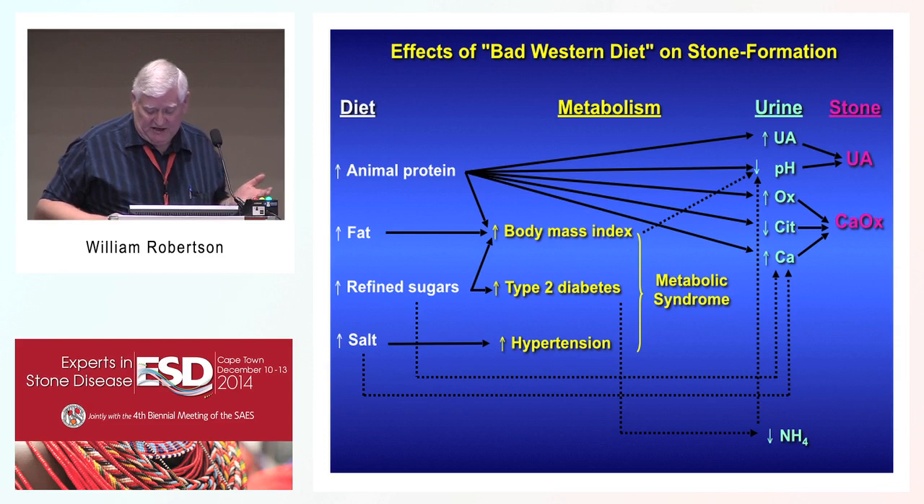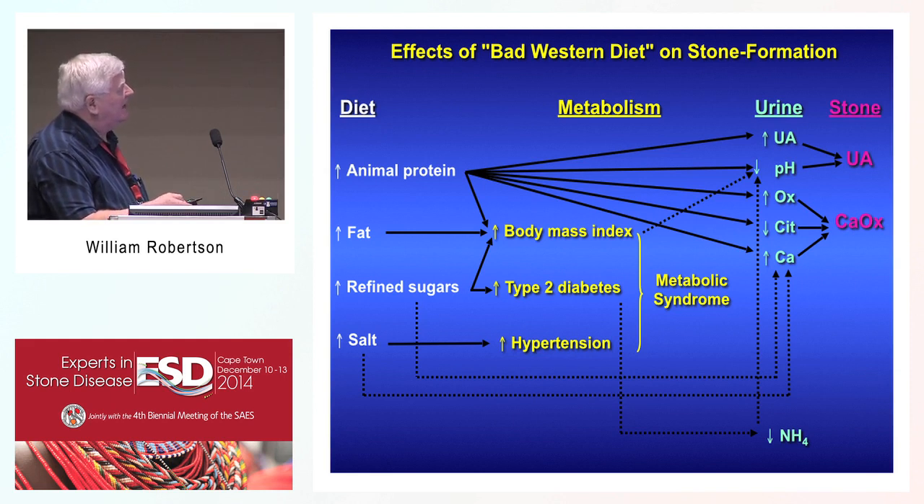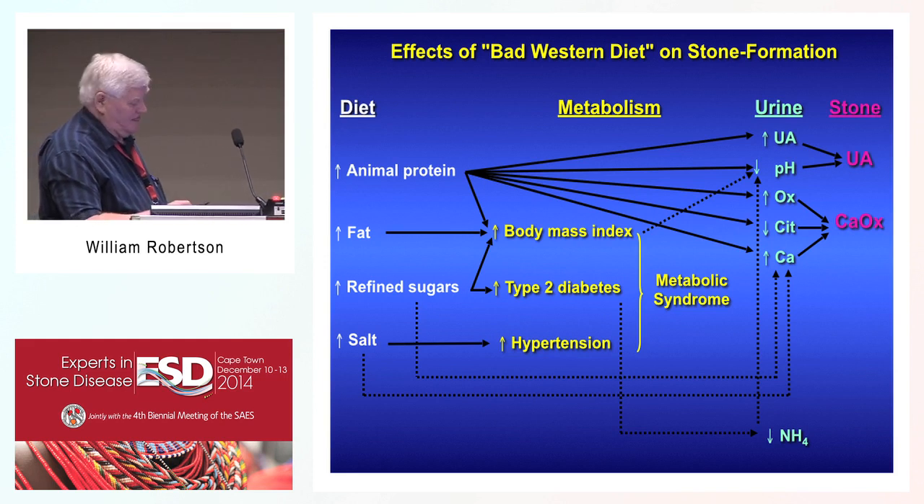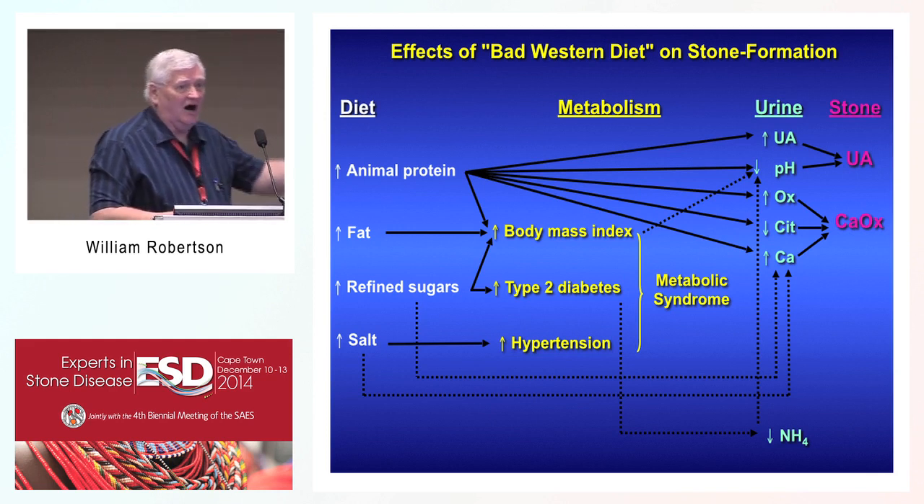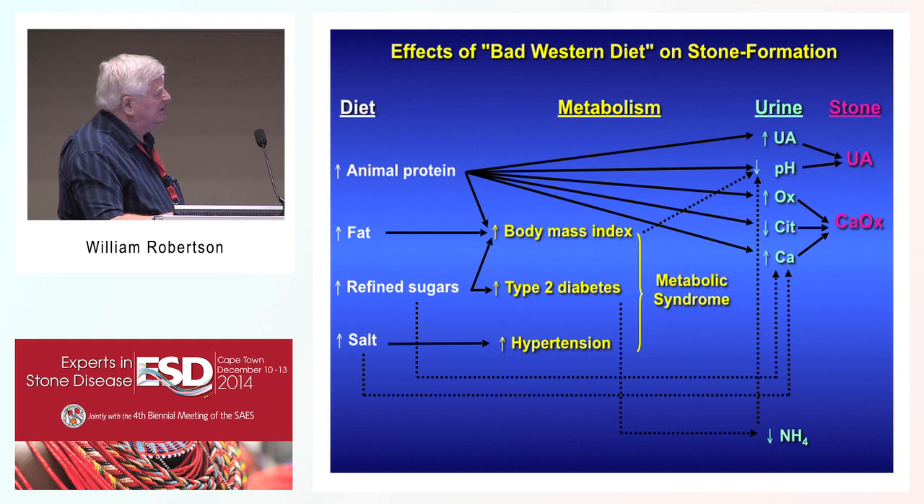So here we have a summary now of the bad Western diet. A high animal protein diet, as I showed you earlier, will produce these five abnormal factors in urine. If you add on top of that a high fat diet, which increases body mass index, and that has an effect on pH, as I showed you, then if you add on top of that a high refined sugar diet, which we all know about, that increases the risk of type 2 diabetes. Sugar will also increase calcium absorption in the gut and tend to increase the hypercalciuria. And finally, the type 2 diabetes that I've just shown you will decrease the ammonia in the urine, and that will acidify urine even further.